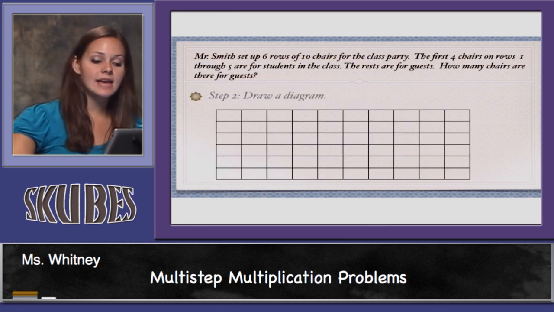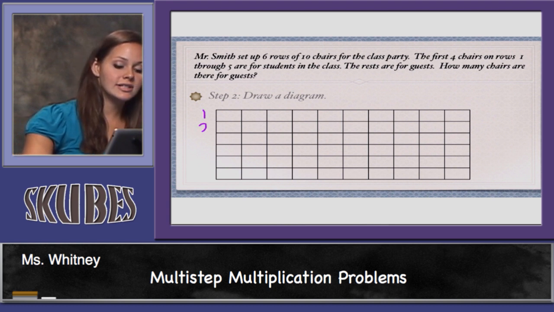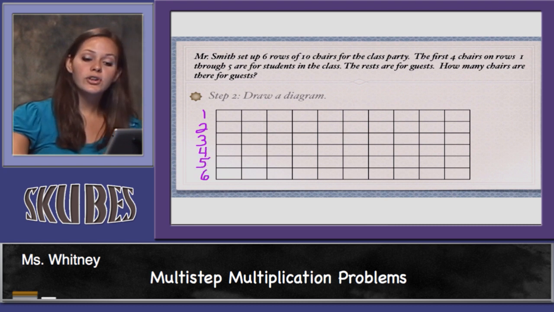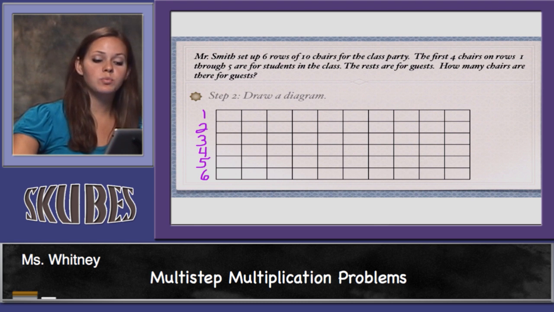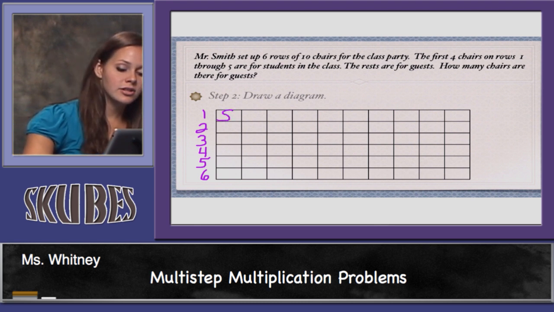Next, I'm going to draw a diagram. I have 6 rows with 10 chairs in each row. The first 4 chairs on rows 1 through 5 are for students. So in my first row, I'm going to draw 4 chairs for students.